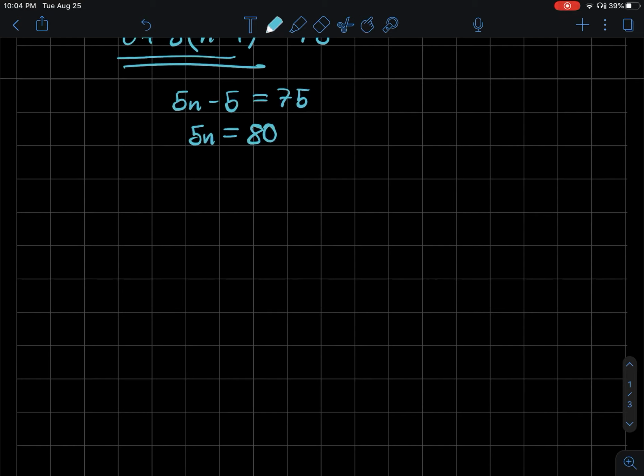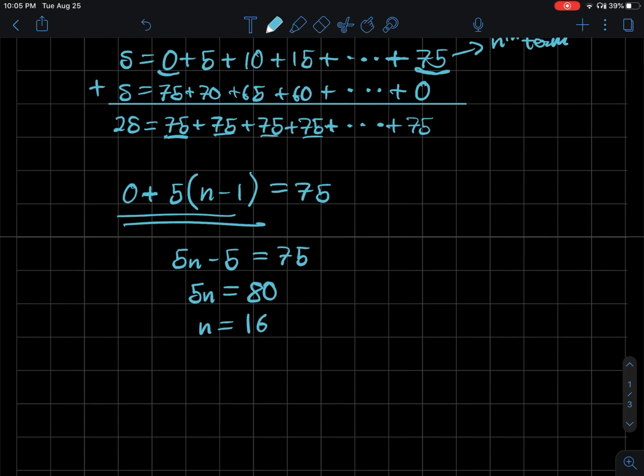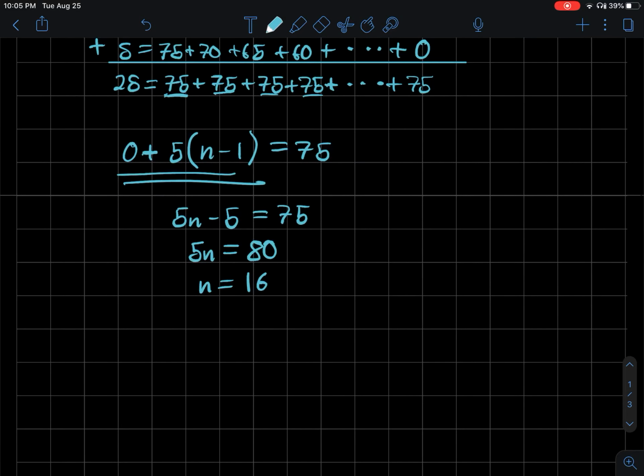5n is 80. And n would just be 16, right? Ta-da! We found it. There are 16 terms in the sequence. See? Just that simple.